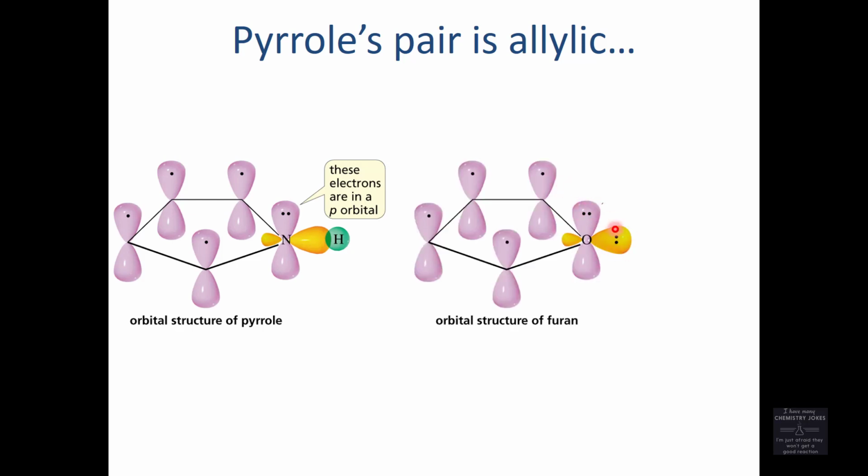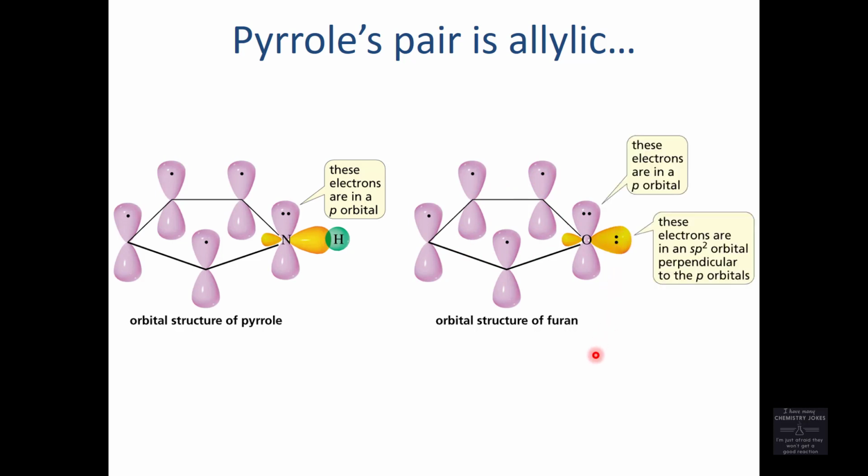Furan has 2 lone pairs on oxygen. One of those lone pairs is in a p orbital that can be part of your pi cloud, and one of those lone pairs is in the wrong place. It's perpendicular to the other. That's in a hybrid orbital. That cannot be part of your pi cloud.